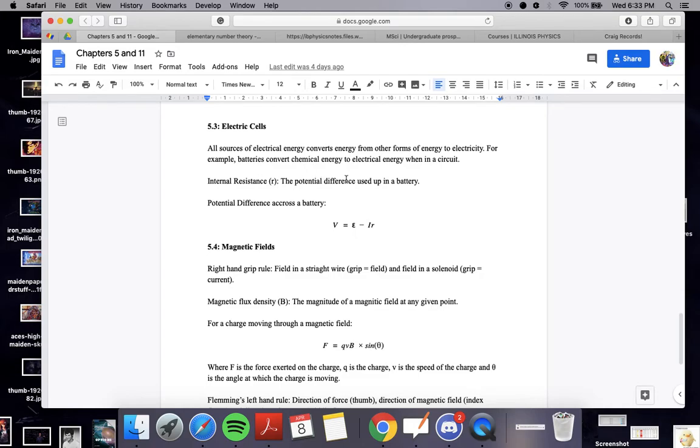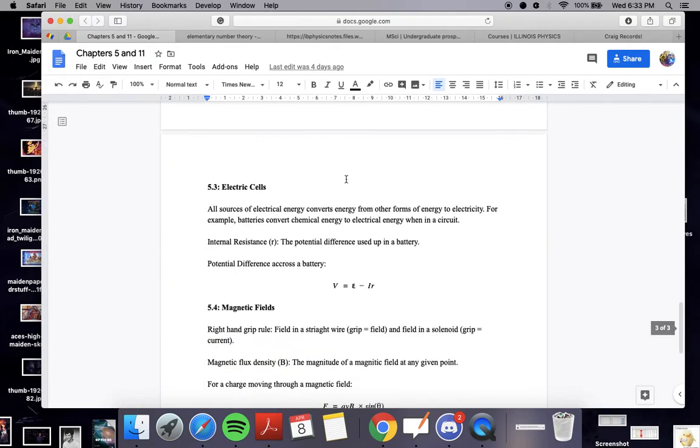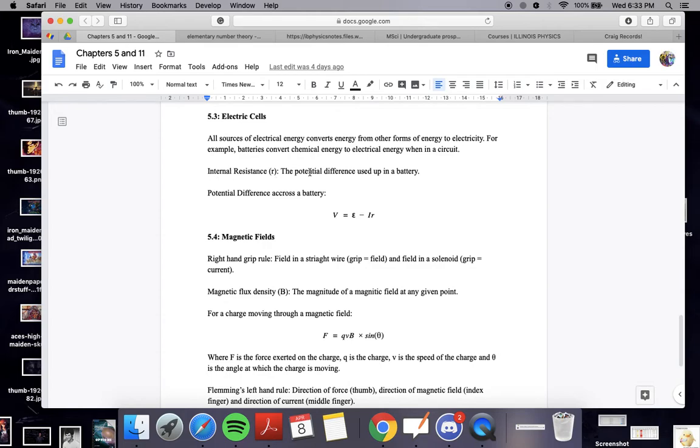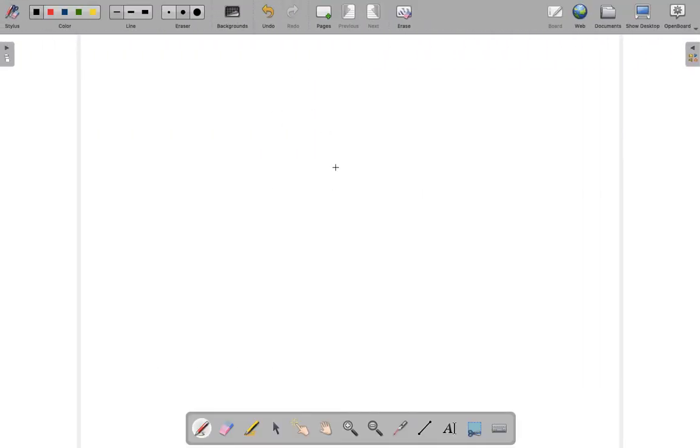Now let's move on. Wait, did I miss something? No. All right, I think I didn't describe what EMF is. Electromotive force. I may have missed that out, so I'll just go over that real quick. Sorry, just give me a second. Yep, electromotive force. Yeah, I plan to go over it over here.